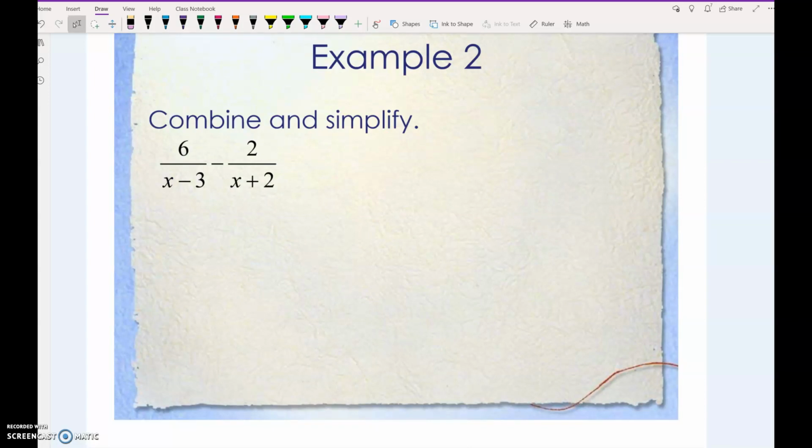Example 2 doesn't involve any factoring. If you look at these denominators, they can't be factored. So I'm going to space this out. We've got 6 over x minus 3. And we've got that subtraction. We don't like subtraction. We change that to plus a negative 2 over x plus 2.